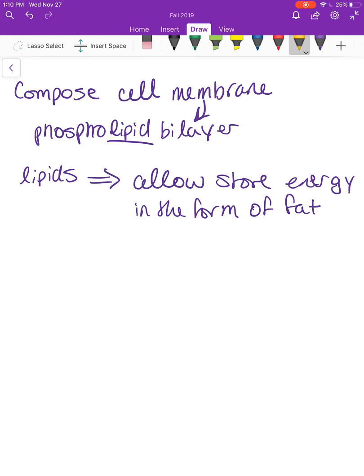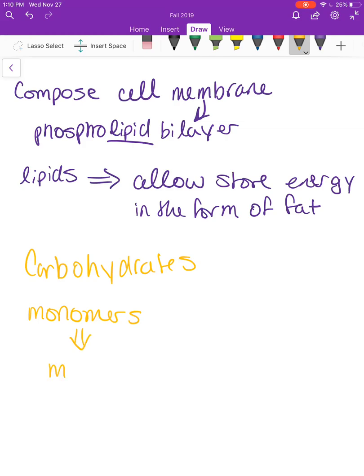So our last macromolecule that I'm going to talk about, because it's the last one we have, is carbohydrates. The monomers of carbohydrates are called monosaccharides. And if we are talking about a big carb, that's going to be a polysaccharide.